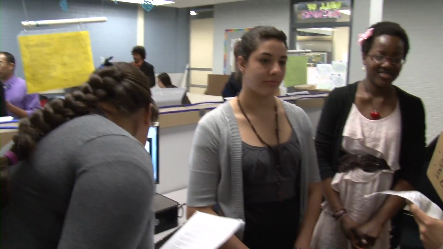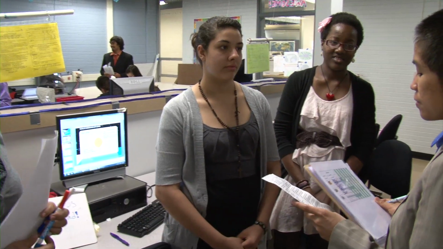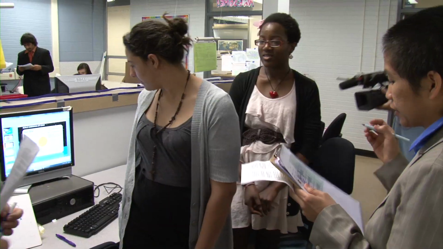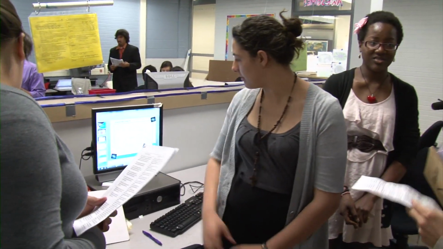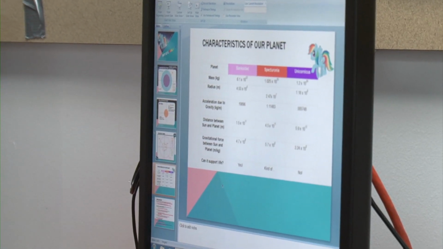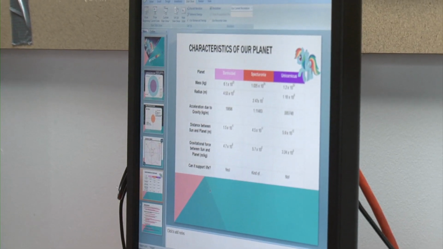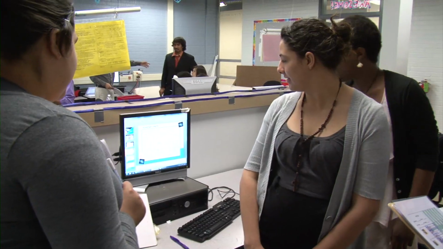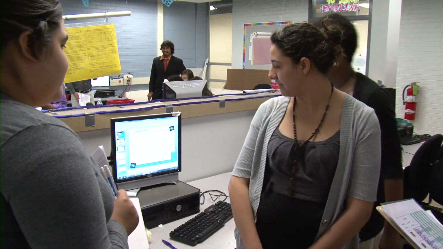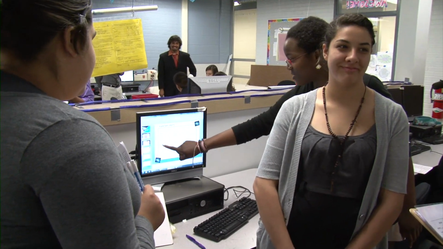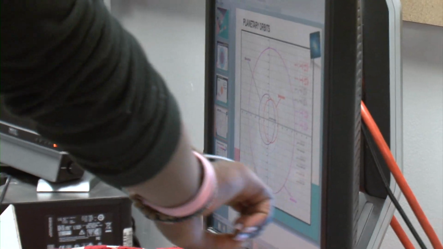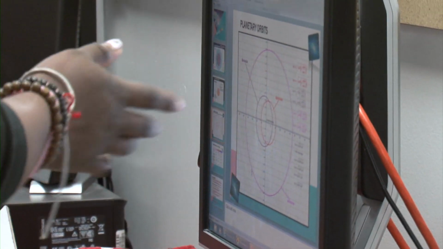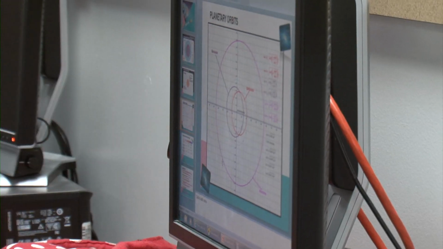Maya, which of your planets experiences the smallest gravitational attraction to your star? Explain why this force is the smallest. That would be Unicornicus. Okay, show me on the picture which one that was and explain why. It would be Unicornicus because it's furthest away from the star, so it's slower and it doesn't have as much traction towards the star.